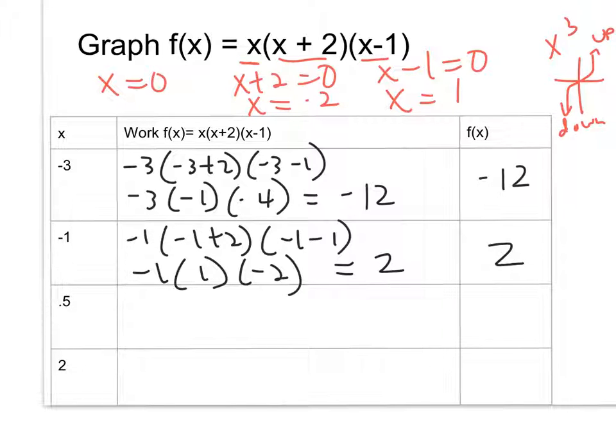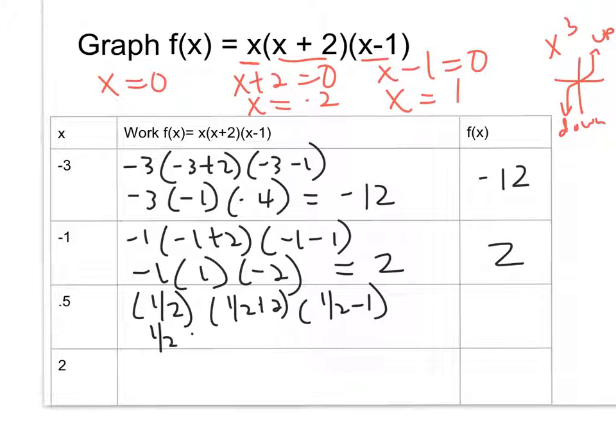The next point I'm going to put in is going to be a half, so I'm going to have a half times a half plus 2 times a half minus 1. So I'm going to have a half times, this is 2.5, which I'm going to change to 5 halves. And so this will be a half times 5 halves, and then a half minus 1, this will be times -1/2. So when I multiply fractions, it's top times top. So 1 times 5 times -1 is -5. And then bottom times bottom times bottom, which will give me 8. So this will be -5/8.